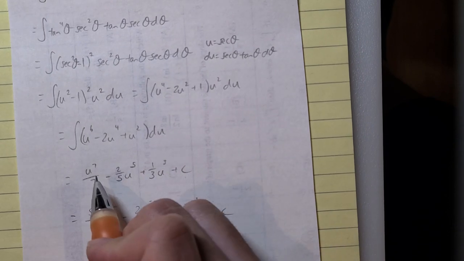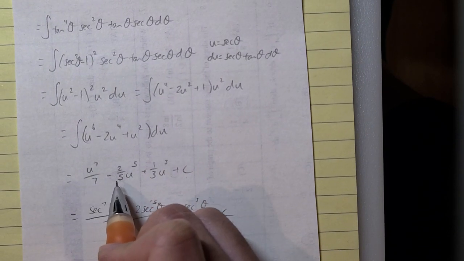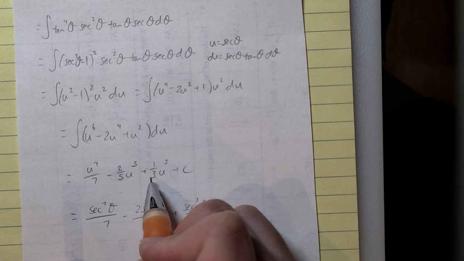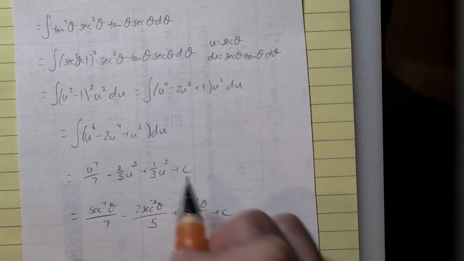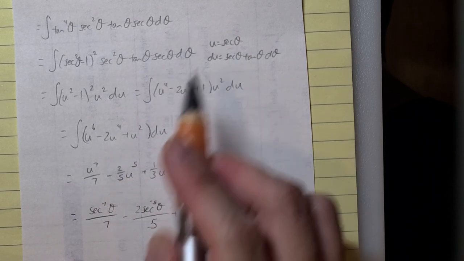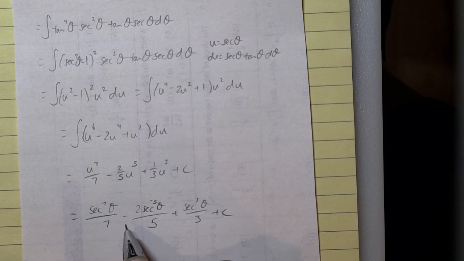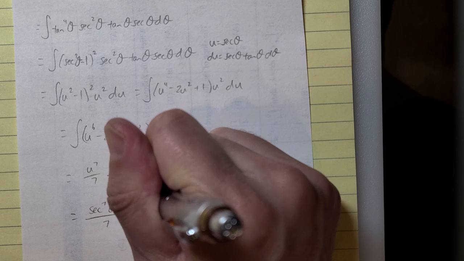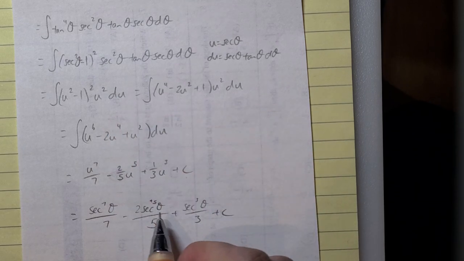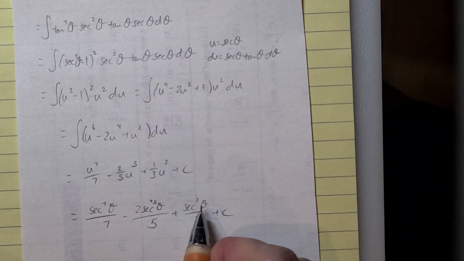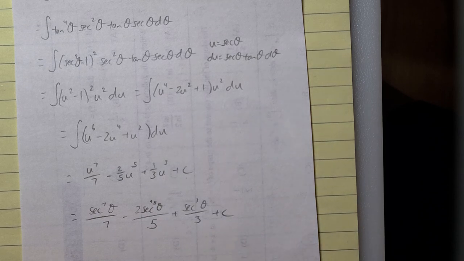Now this is just power rule. U to the 7th over 7 minus 2 over 5 u to the fifth plus a third u cubed plus c. Back substitute u as secant. Secant to the 7th over 7 minus 2 secant to the 5th over 5. I don't know what that is there. Let's just say that's a plus, okay? Plus secant cubed over 3 plus c, and that's your answer, okay?